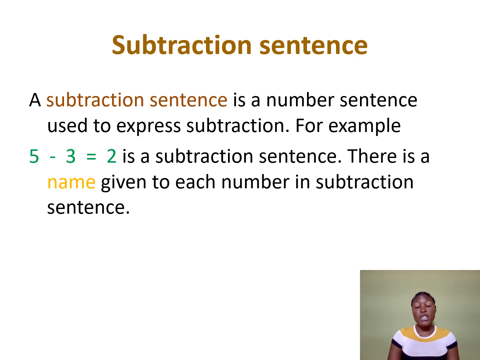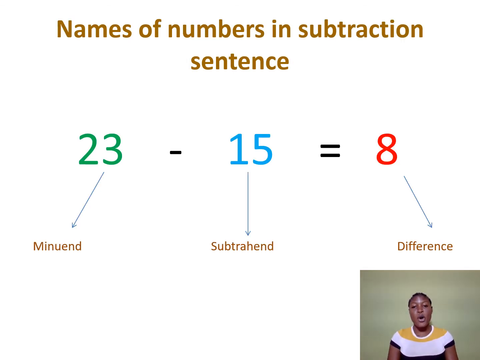There is a name given to each number in a subtraction sentence, just as was done for the addition sentence, where each number had a name. So we move on to the names of numbers in subtraction sentences. In subtraction sentences, we have these three numbers: the first is 23, the second is 15, and the next is 8. The name of the first number is called minuend. Pronounce it after me. Minuend.